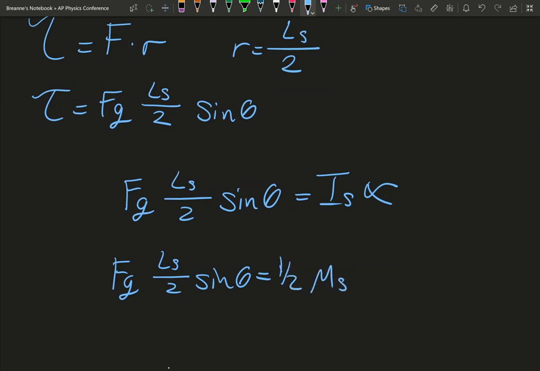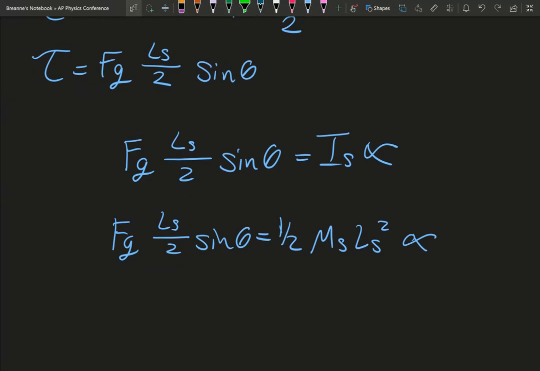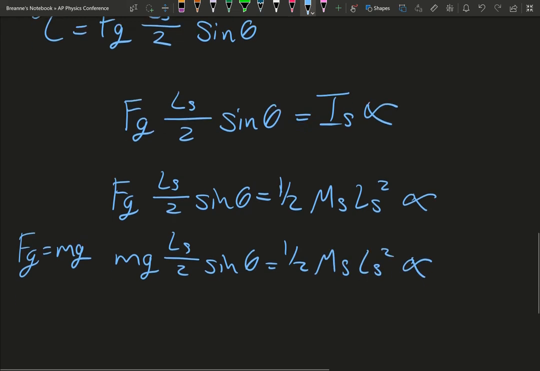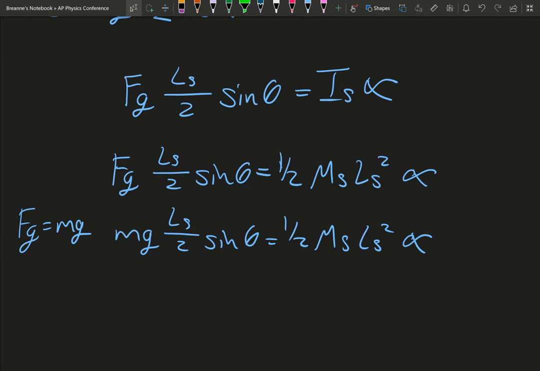So we get our F_G Ls over 2 sine theta equals 1/2 Ms Ls squared alpha. Our force of gravity is just our mass times our gravity, so we're going to put mass times gravity: Ms g Ls over 2 sine theta equals 1/2 Ms Ls squared alpha. Now we're just trying to get alpha by itself.